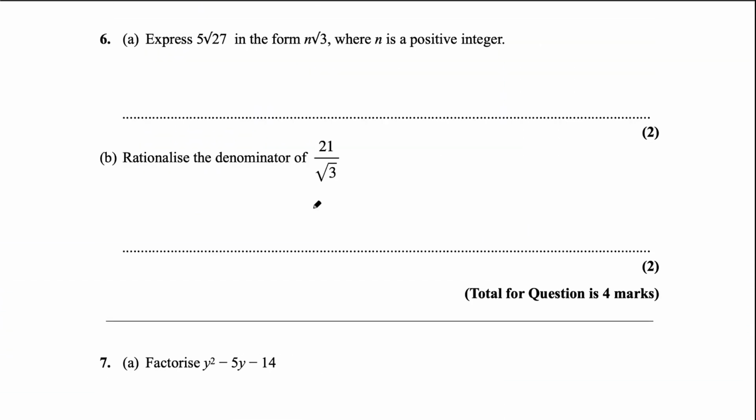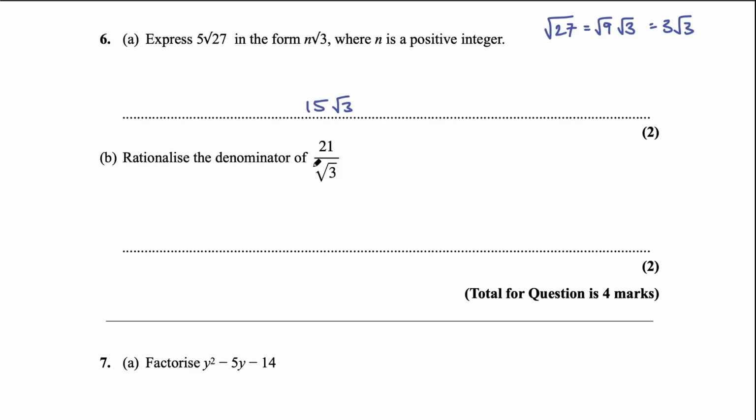Okay, next one. Question 6, part A says express 5√27 in the form n√3, where n is a positive integer. So for this one, you need to know how to simplify surds. So the square root of 27 can also be written as the square root of 9 times the square root of 3. Those two things are equivalent. And the square root of 9, you know, is 3. So this can be written as 3√3. So √27 can be written as 3√3. Then if we looked at this expression, we would have 5 times 3√3, which can be written as 15√3. So that would be your final answer there.